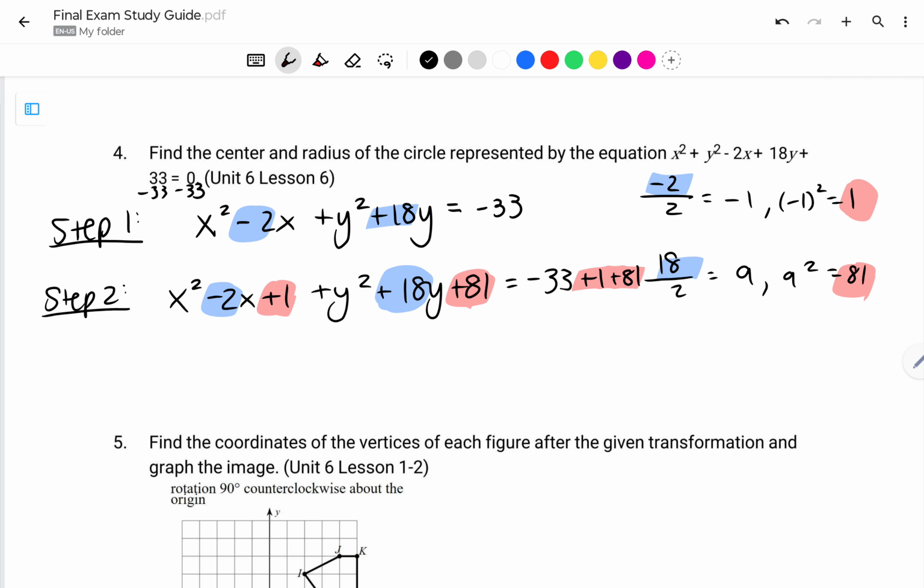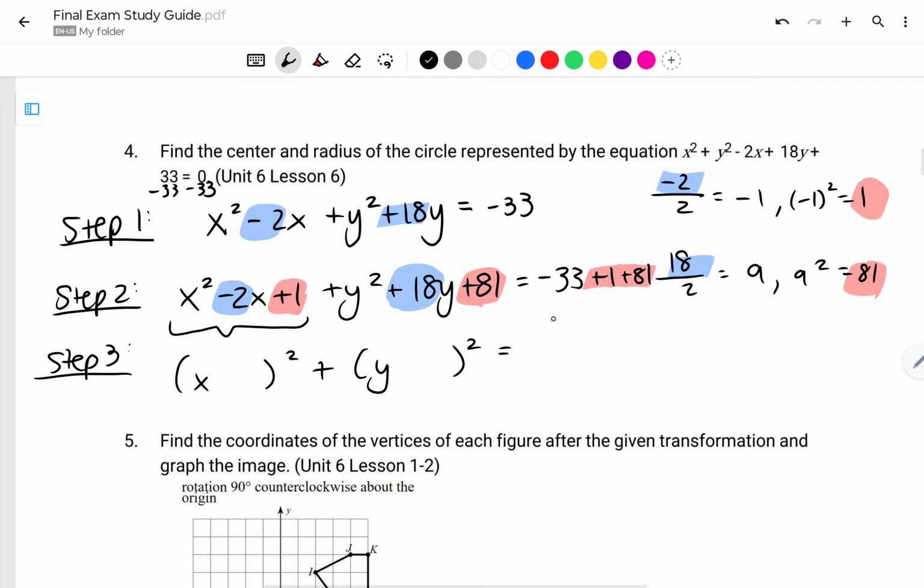All right, let's simplify. Now step 3, I got to factor. So I got to turn all of this into x something squared plus y something squared. And then this part, let's do this first. Negative 33 plus 1 plus 81, that should be 49. If it's not a perfect square, you did something wrong here, right? If it's like 46 or 47 or 48 or whatever it is, then it's not a perfect square. So 49, that means my radius is going to be 7 squared, because 7 squared is the same thing as 49.